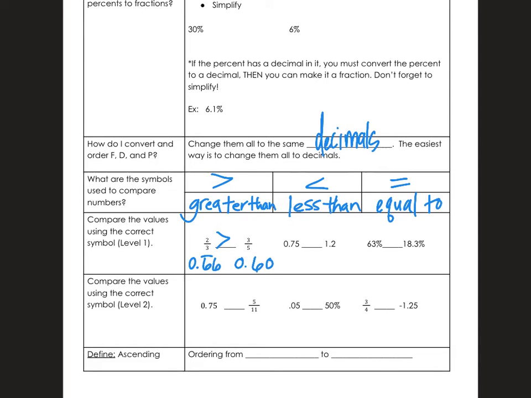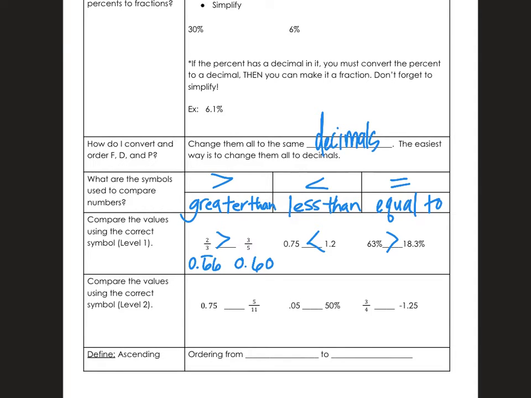The next one is a little bit easier because they're both already decimals. This one is larger because the number in front of the decimal point is a 1, whereas the other one, the number in front of the decimal is a 0. Right here we have percentages. Right off the bat, you would rather want a 63% on a test than an 18.3% on a test. But you could convert those to decimals to see that as well.